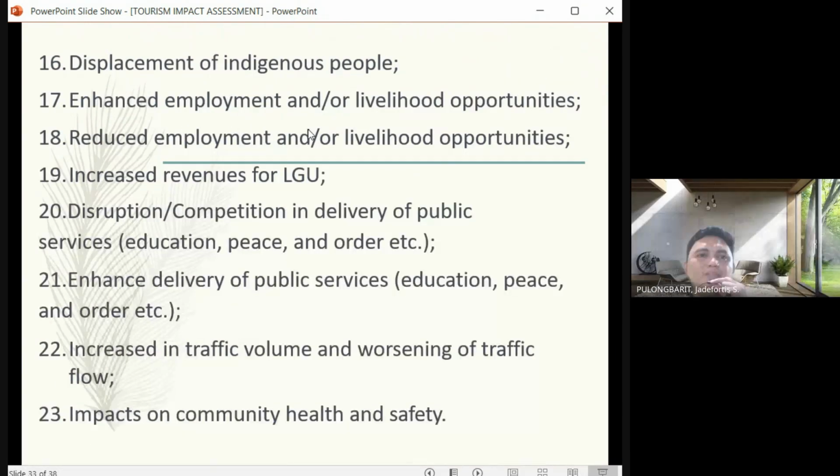Another one here: displacement of indigenous people, enhancement of employment and or livelihood opportunities, reduced employment and or livelihood opportunities, increased revenues for LGU, disruption, competition in delivery of public services, enhanced delivery of public service, increase in traffic volume and worsening of traffic flow, impacts on community health and safety.